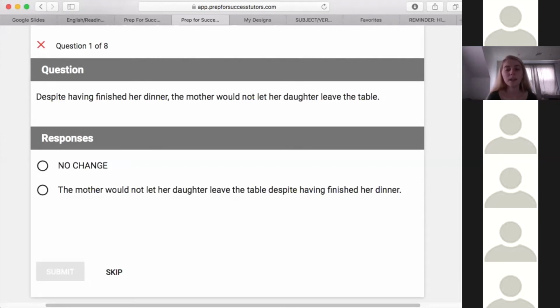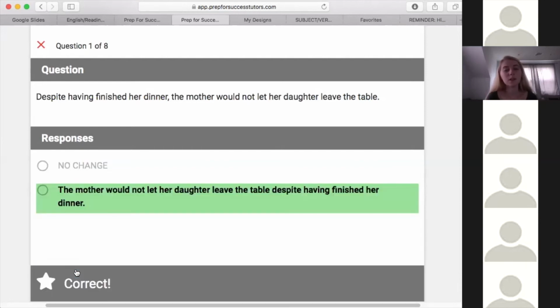Awesome, awesome. Yeah, so here our correct answer is going to be B, and that's what I'm seeing in the messages. Because notice if we went with the other one, we say, despite having finished her dinner. Well, who finished the dinner? It's not the mother that finished, but the mother is encouraging the daughter to eat the dinner so then she can leave the table.